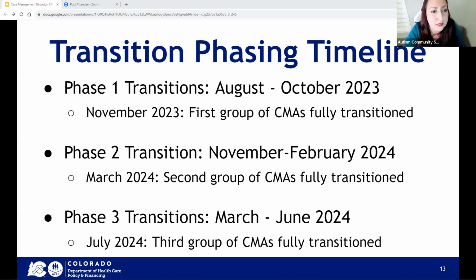For phase 1 transitions, this will go through August through October. So we've already started the back end of our phase 1 transitions. And then the new case management agencies in our first phase of transitions will start their new contracts on November 1st of 2023. The second group is going to be November through February, where we'll be doing our back end work, and those case management agencies will start in March of 2024. And then phase 3 transitions for the last set of case management agencies, the back end work that the department does will be March through June of 2024. And then by July of 2024, all case management agencies will be transitioned into the new case management system.